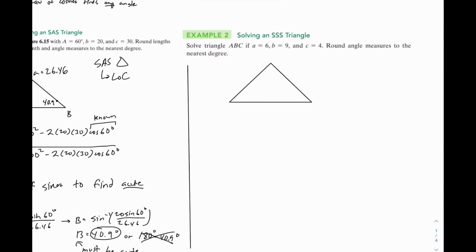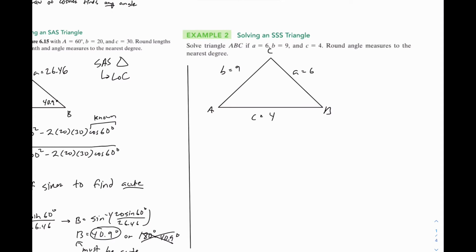Once again, draw it generically. Here's A, B, and C. A is 6, B is 9, C is 4. And again, this is not drawn to scale. So notice how we have all lengths here. So if you have a side, side, side triangle, that's again a law of cosines problem.